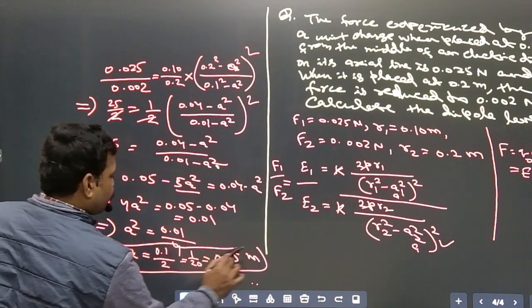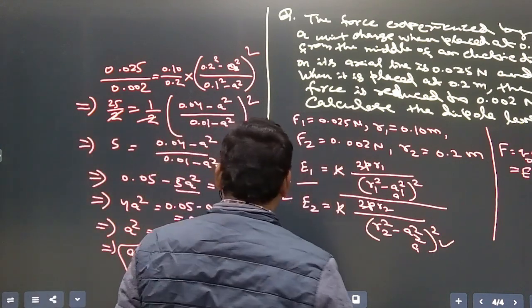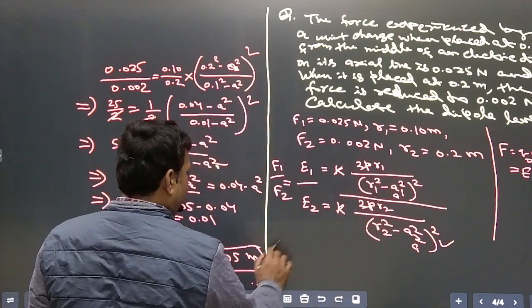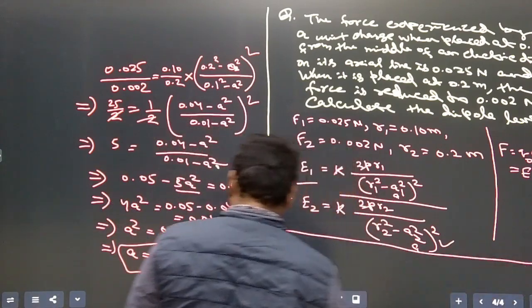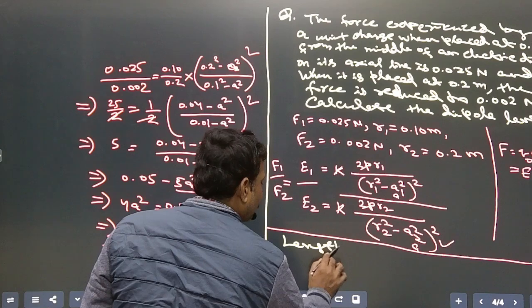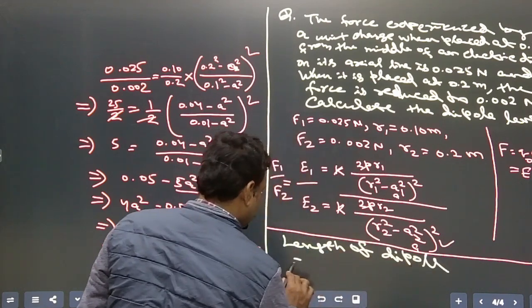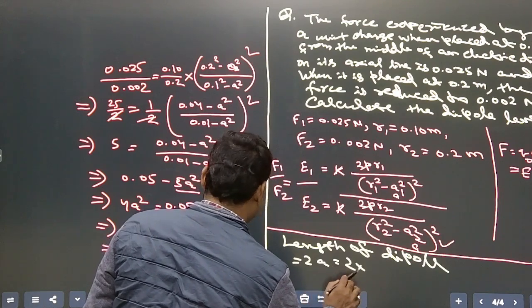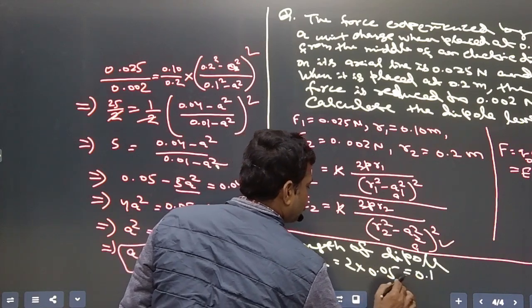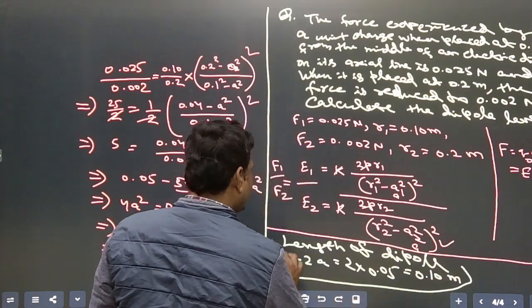But in the question it is given to find out the dipole length. So you know, in this type of expression the length of the dipole is 2A. So here we can consider that length of dipole will be 2A. So this will be 2 into 0.05. So this will come as 0.10 meter. So this is your final answer.